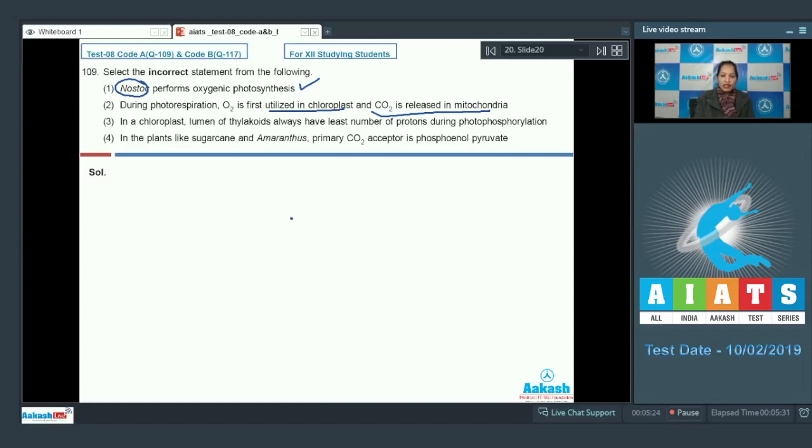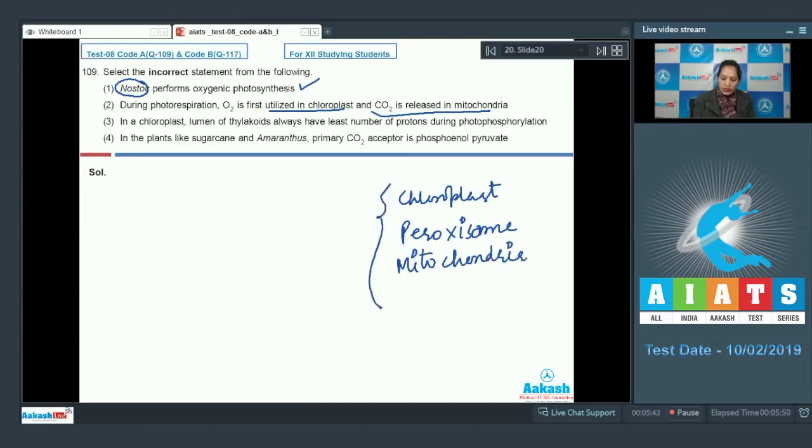Yes, in case of photorespiration, there are 3 cell organelles which are involved. First is chloroplast, second is peroxisome, and the third is mitochondria. These 3 cell organelles help in photorespiration. O2 is utilized in the chloroplast and CO2 is released from the mitochondria. So this is correct. Third, in a chloroplast, lumen of thylakoids always have least number of protons during photophosphorylation.